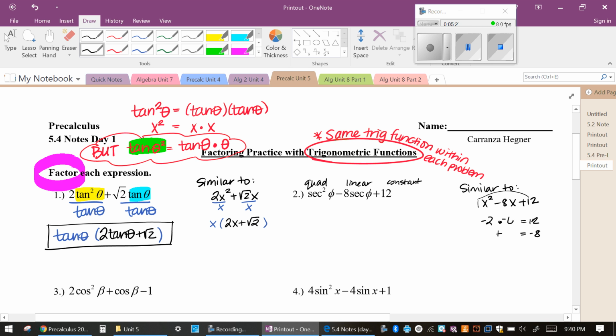The two factors would be -2 and -6. So if you remember, we would factor this as x minus 2 and x minus 6. We're going to do the same thing here, except instead of x, we're going to use secant of your variable. I don't remember, it's phi or phi. Oh, I'm so disappointed that I forgot how to say that. Okay.